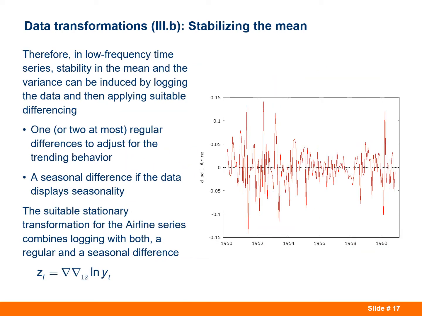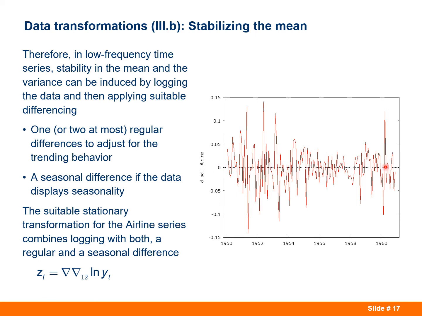So if we know how to stabilize the variability, and we know how to stabilize the trend, and we know how to stabilize the seasonality, what we can do now is apply the 3 transformations one after the other. So if the original data is yt, we log it, we apply the seasonal differencing, and we apply the regular differencing. And this will be a time series which hopefully is stable in the mean and also in the variance.